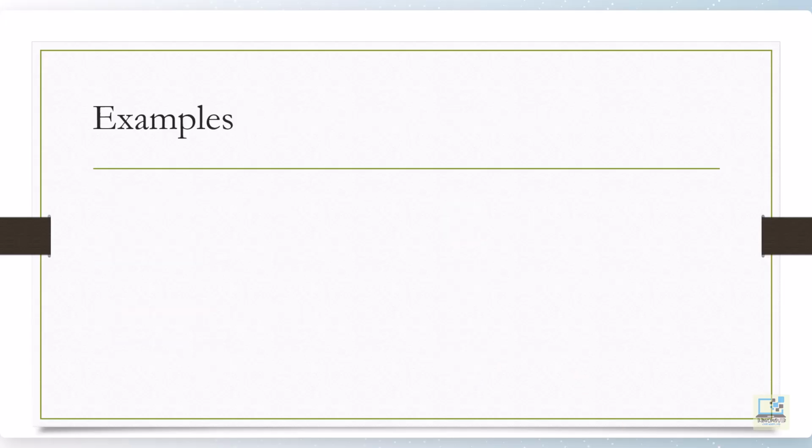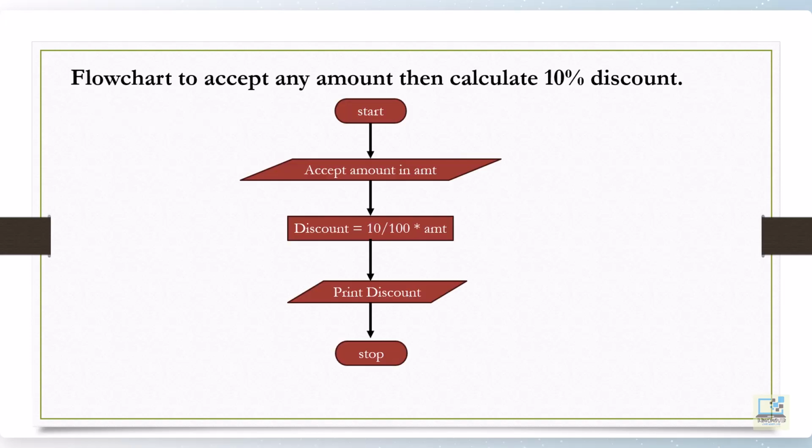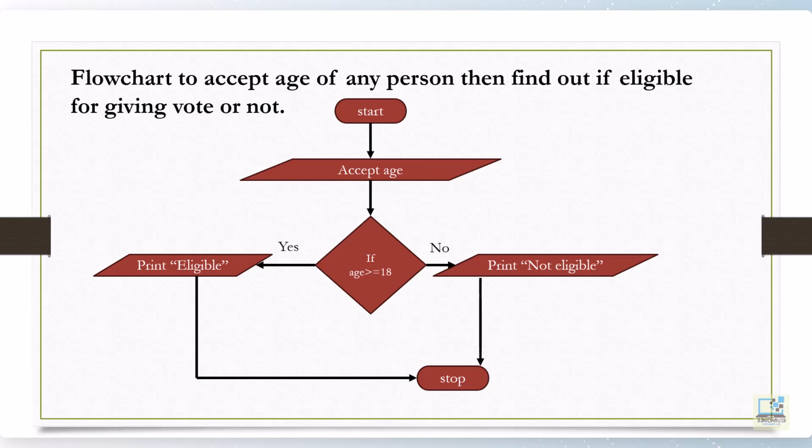The first example that I have is a simple flowchart which is accepting any amount and calculating 10% discount. You see we have written start inside of the first shape, that is actually an oval shape. Then we have the parallelogram shape, that is accept amount in AMT. AMT is my variable name. And then discount equal to 10 by 100 into amount. That's a formula to calculate 10% discount. Then we are printing the discount again using parallelogram. So rectangle is for formula, parallelogram is for input output, and oval shape is for start and stop.